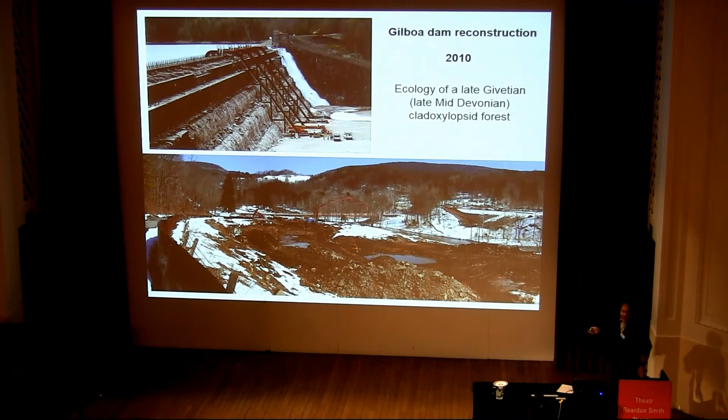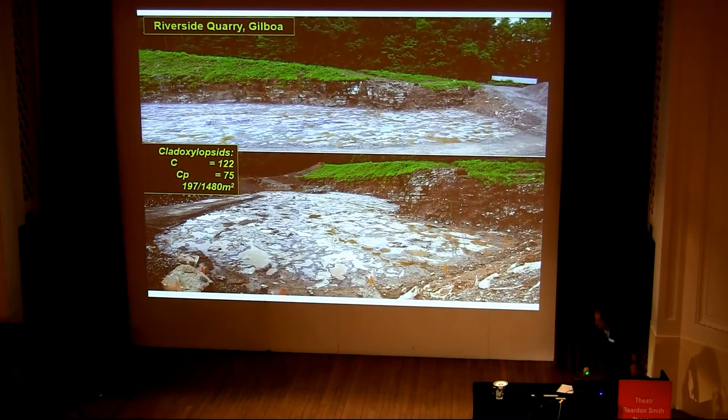The dam, I should say, was falling apart and had to be reconstructed, and that gave us the opportunity to watch as they cleared out the old quarry and used a mixture of sandstone and mud that was in it to build road bases around their sites. And this is what the quarry looked like after they'd cleared it out. In terms of cladoxylopsids, within this patch here, which was mapped by Bill Stein, they found 122 bases of cladoxylopsid trees and another 75 which looked like they really should be cladoxylopsid trees.